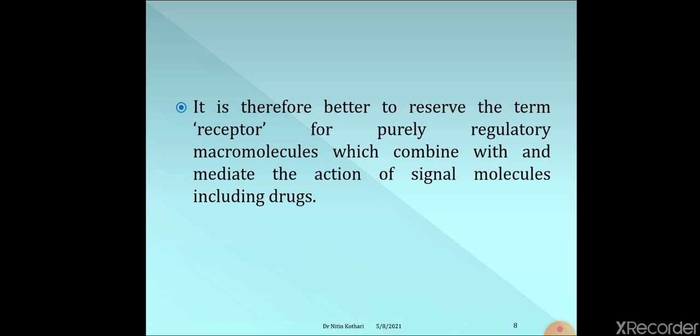Receptor can be defined as purely regulatory macromolecules which combine with and mediate the action of signal molecules, including drugs. That means receptors are hypothetical macromolecules, to which the drug combines and shows its effect.